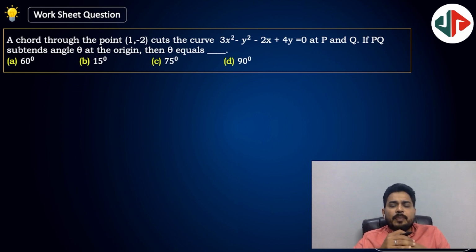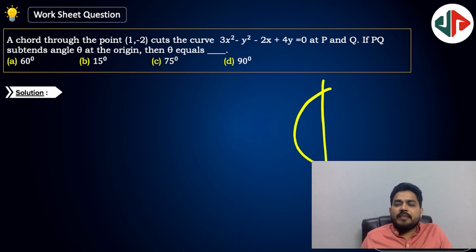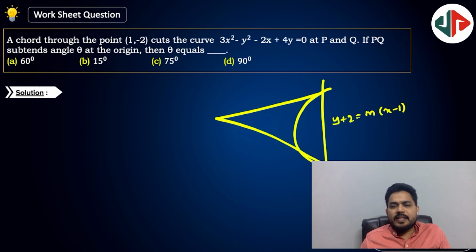A chord through the point (1, -2) cuts this curve in P and Q. If PQ subtends an angle theta at the origin, then theta is equal to what? This is the curve. This is the line: y plus 2 is equal to m into (x minus 1). So I need to find where this R is. So you have to homogenize this.